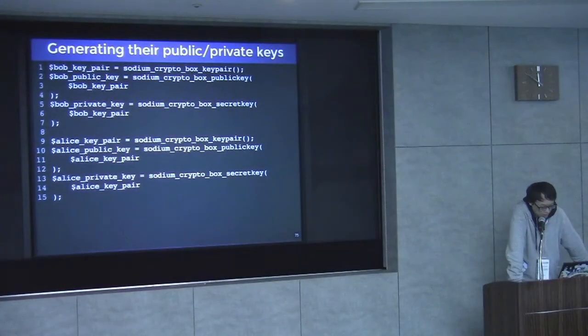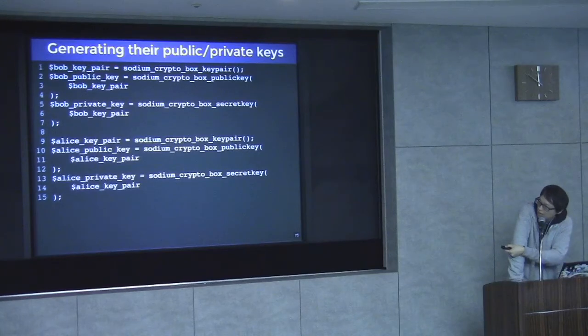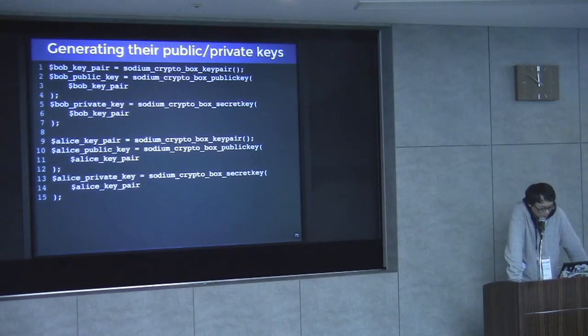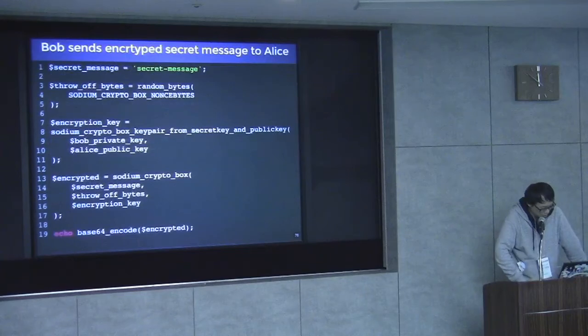And here is the example about this one. Firstly, the Bob key pair is called the Bob private key and the Bob public key. And here is the Alice public key and the Alice private key. So they can use them to encrypt the message. So firstly, Bob sends an encrypted secret message to Alice. Here is the example.